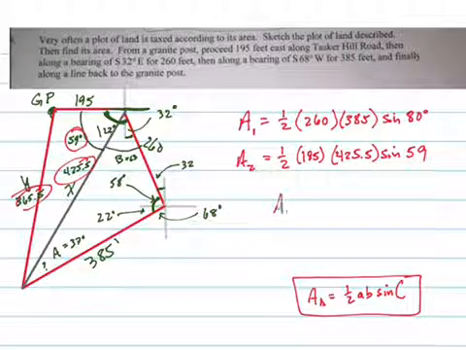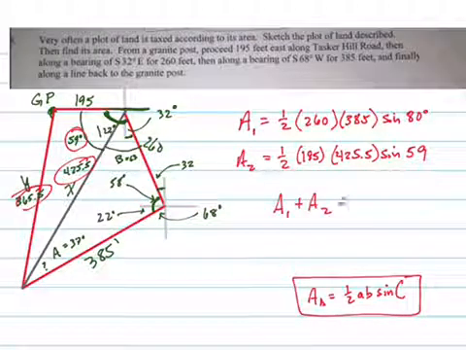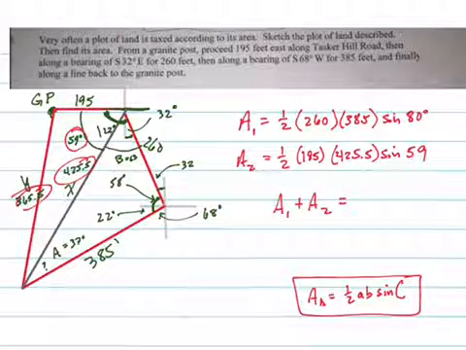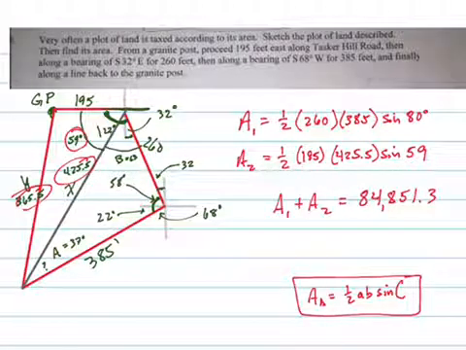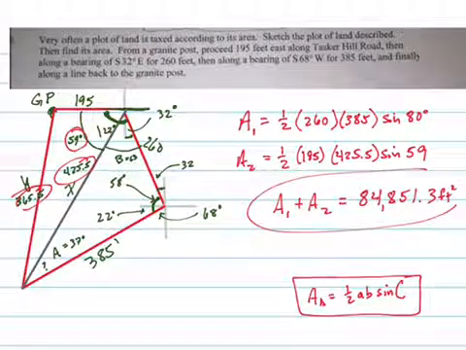So area 1 plus area 2 equals 84,851.3 square feet. Now, I'm trusting that I punched everything in the calculator right, but that's, at least from my perspective, the way to do that problem.